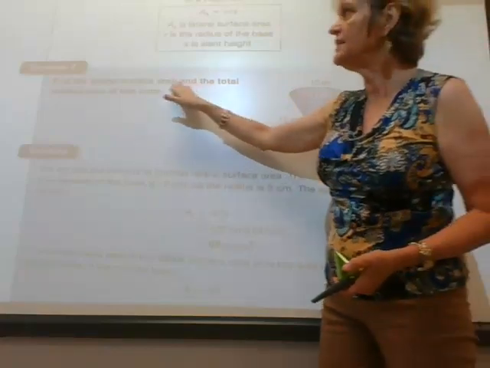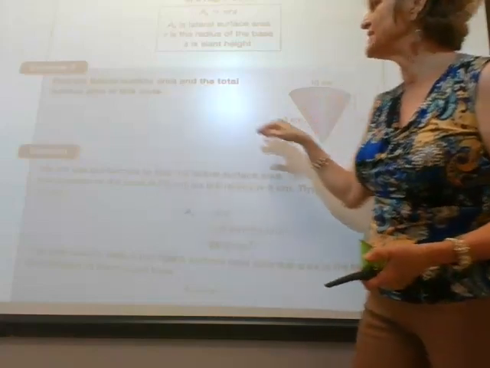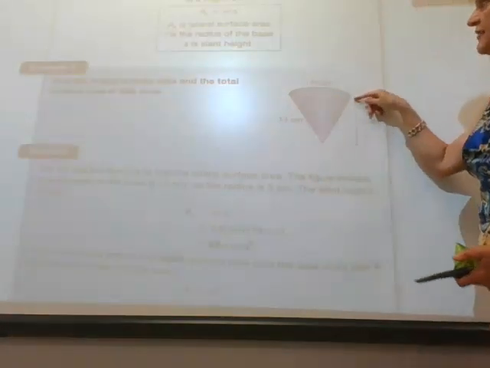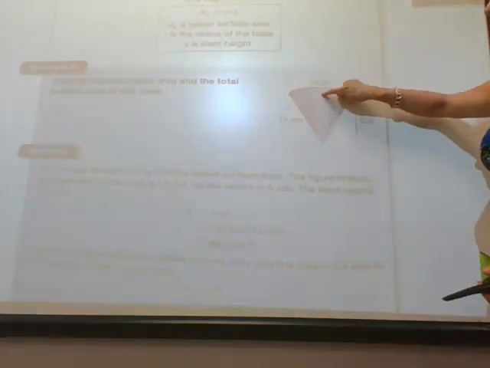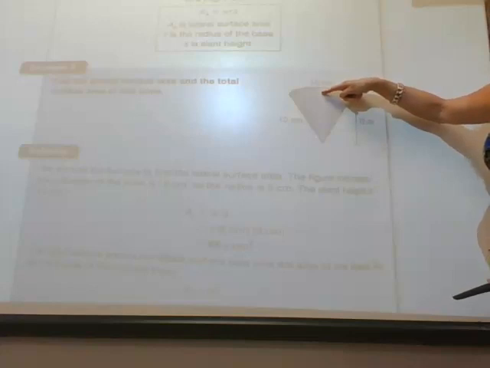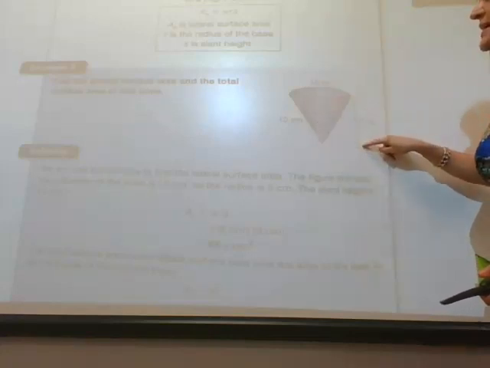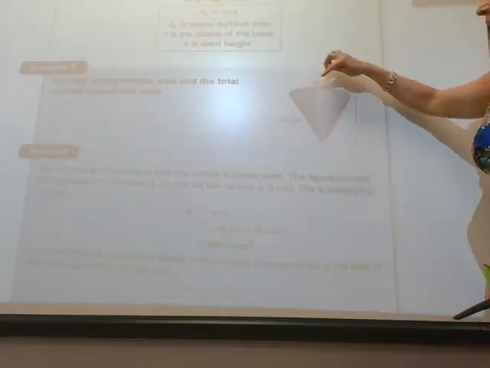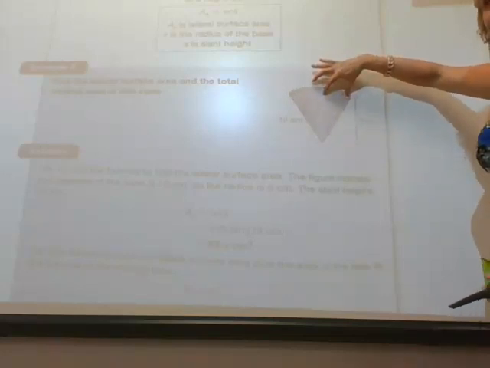All right, so find the lateral surface area and the total surface area of this cone. So let's find the lateral first. So they give me the height, which would be from apex perpendicular to the center of the circular base, and that's 12. Okay, the slant height they give me is 13. The diameter is 10. That means the radius is 5.